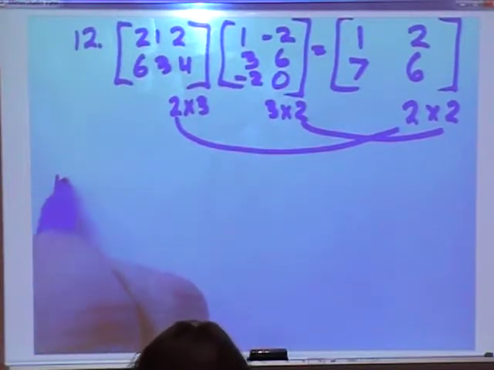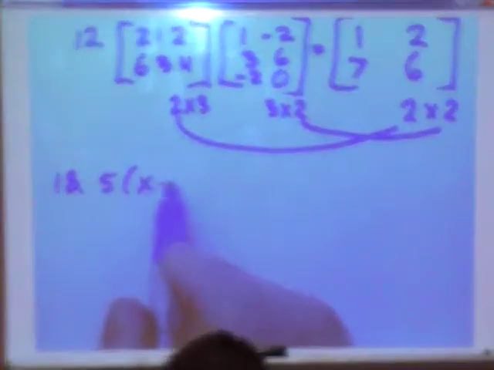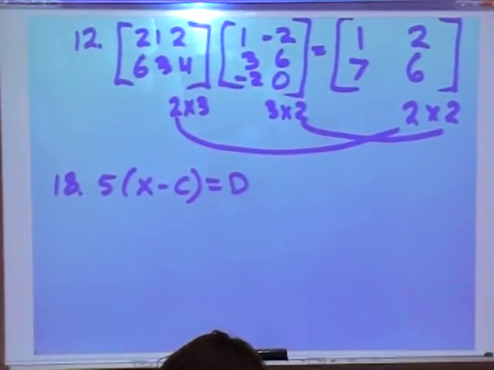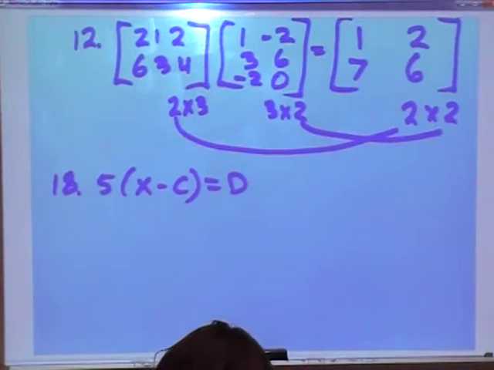I'm going to write something on here. This is number 18. 5 times (x minus c) equals d. So, let me ask you something. How do you solve that problem? What are you supposed to do when you see something like that? What? Divide off the 5. You can divide off the 5. What else could you do? You can distribute. I'll open up this, see what this is. 18.